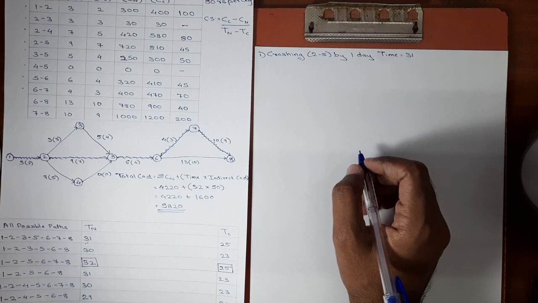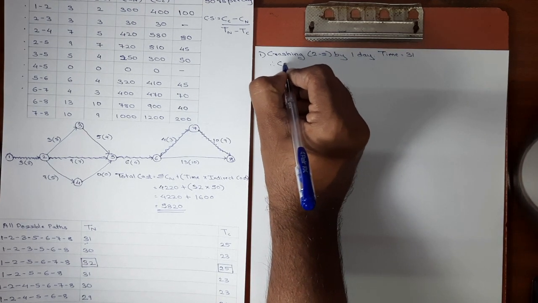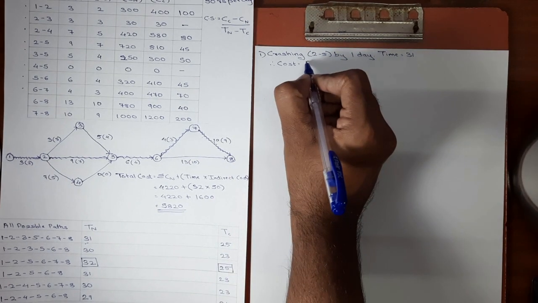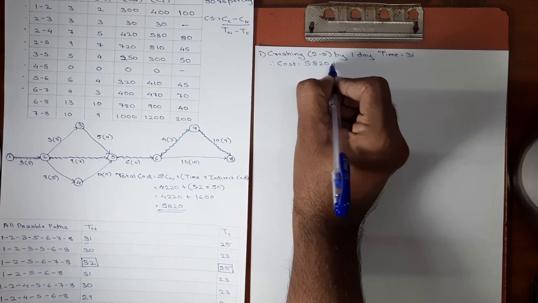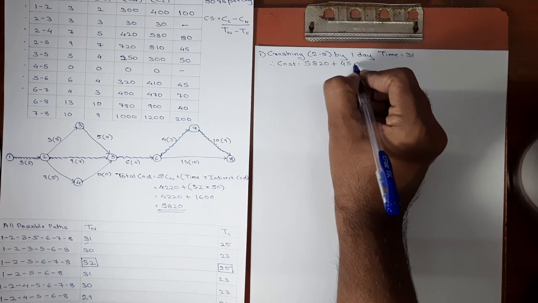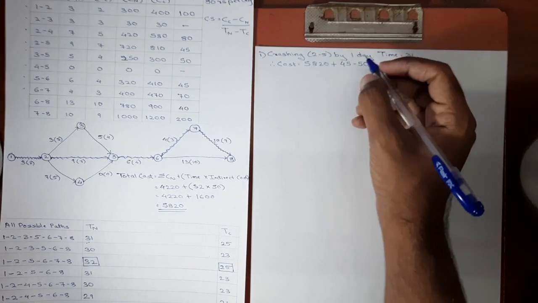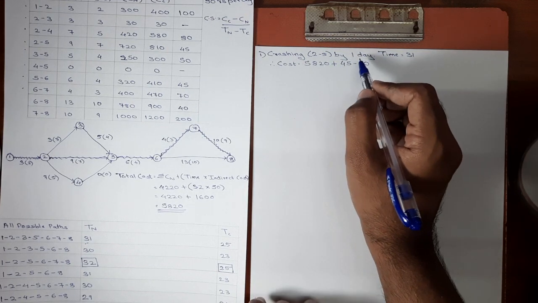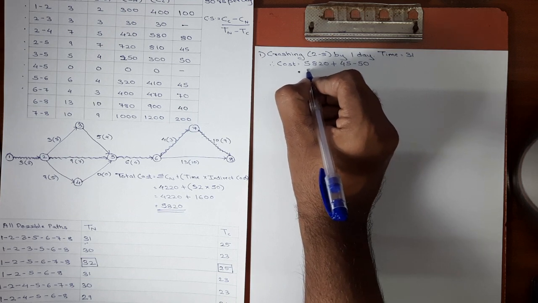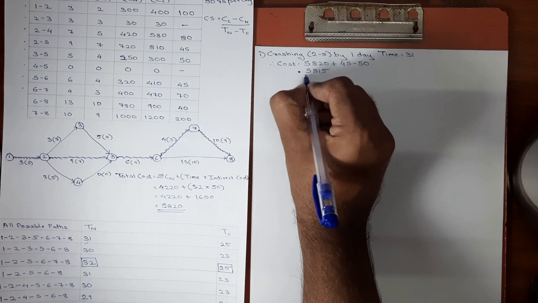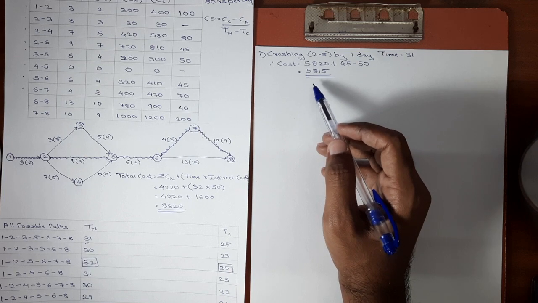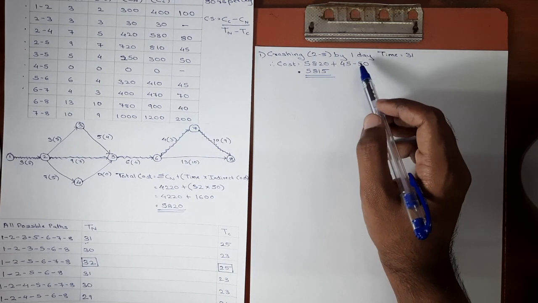Now the corresponding cost for 31 days is calculated. First is total cost, which is 5820 plus cost slope of 2, 5, which is 45, minus indirect cost of 1 day, which is 50. We are subtracting 50 because the activity was reduced by 1 day, so the indirect cost will also be reduced. Here we get the answer as 5815. First the cost was 5820, now it is 5815. The cost is reduced. Activity 2, 5 was crashed by 1 day.